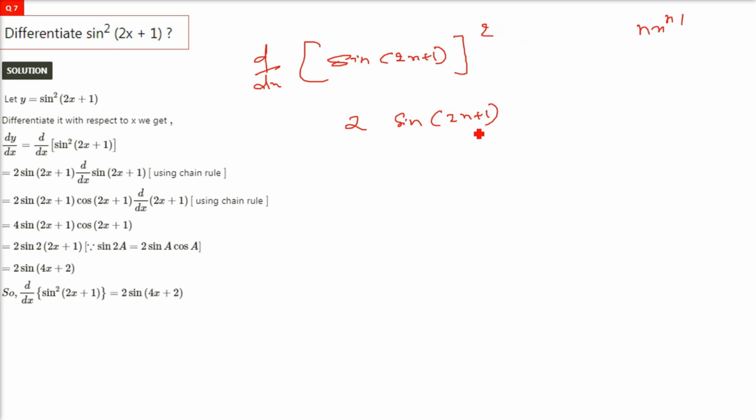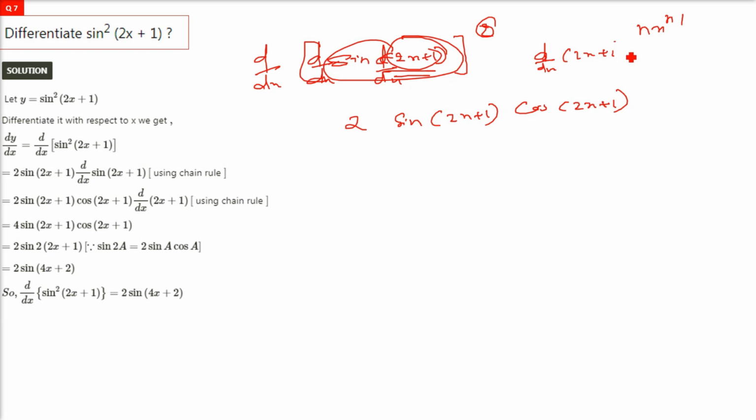And then you will not stop here. You have to differentiate sine of 2x plus 1 also. So d by dx of sine theta is cos theta. So it will be cos of 2x plus 1. Now the third chain, because 2x plus 1 is still in the chain. So you will differentiate d by dx of 2x plus 1. And how to write this? d by dx of 2x plus 1 is 2 into d by dx of x plus d by dx of 1. d by dx of 1 is 0, a constant is always 0. And then 2 comes out, d by dx of x is 1. So this whole result will come.